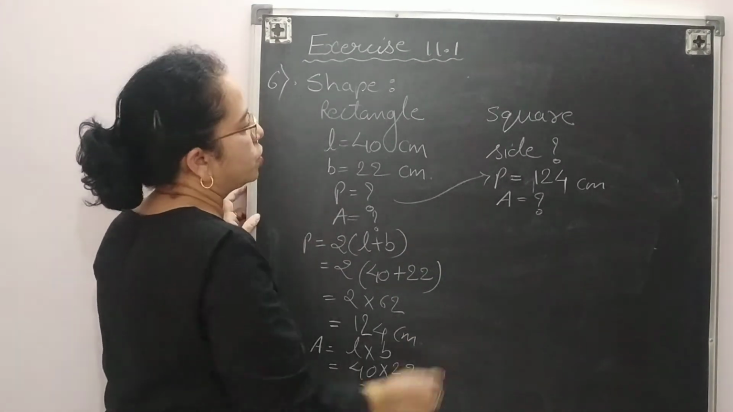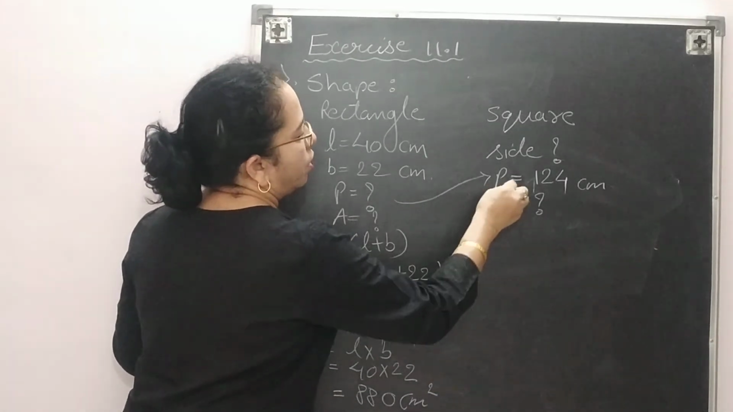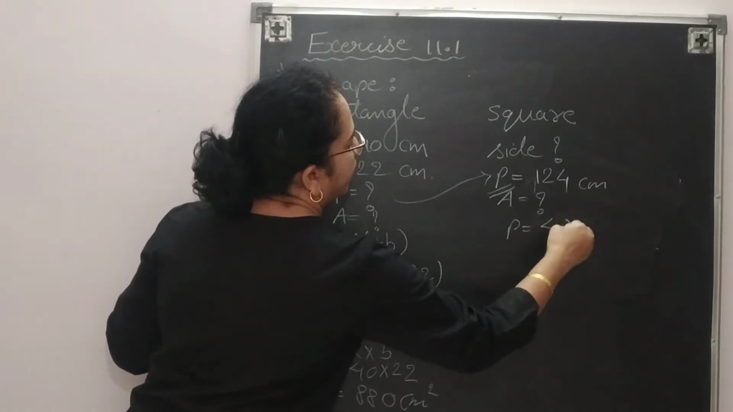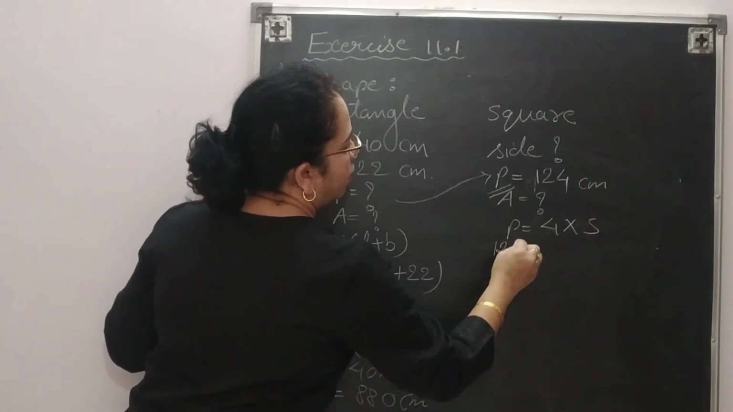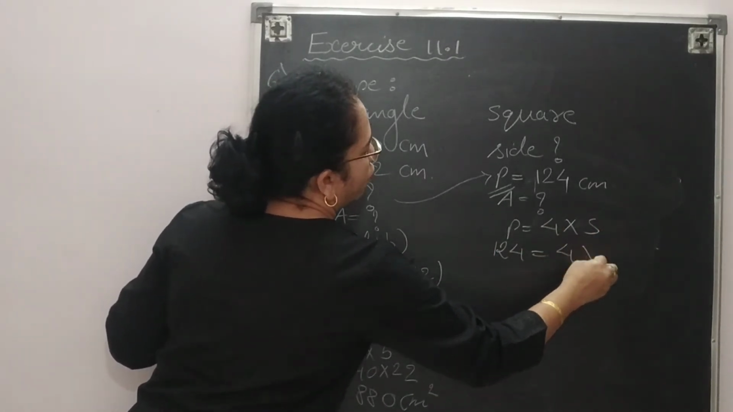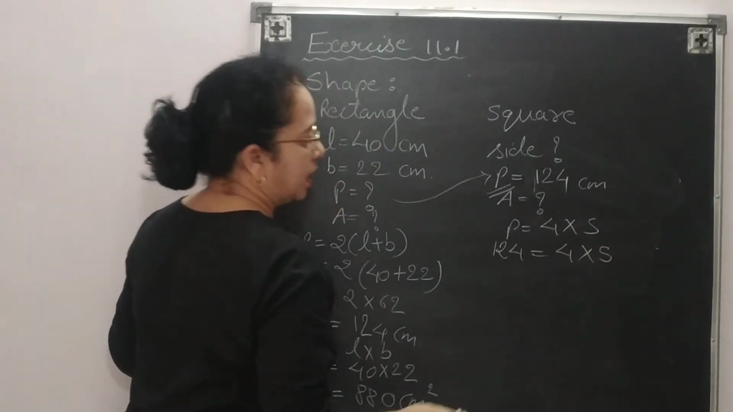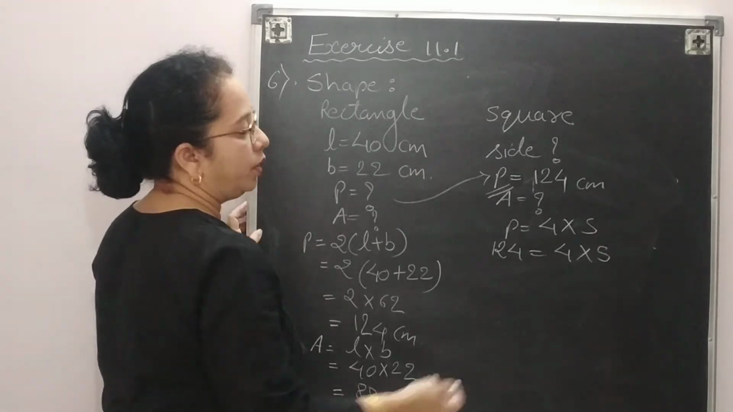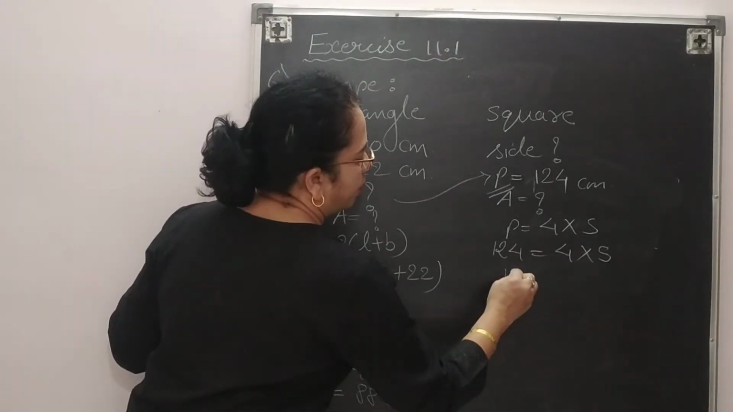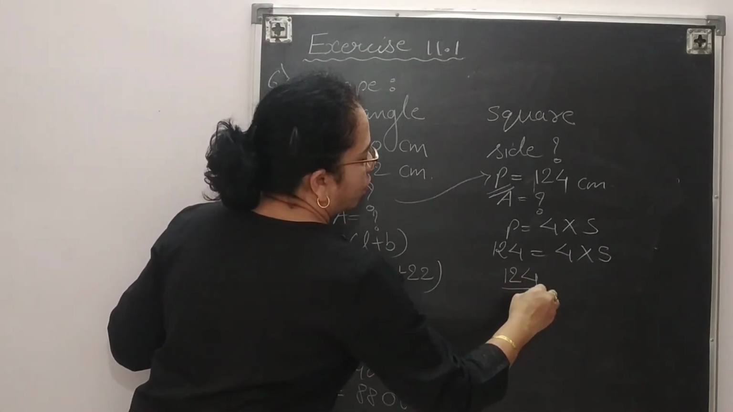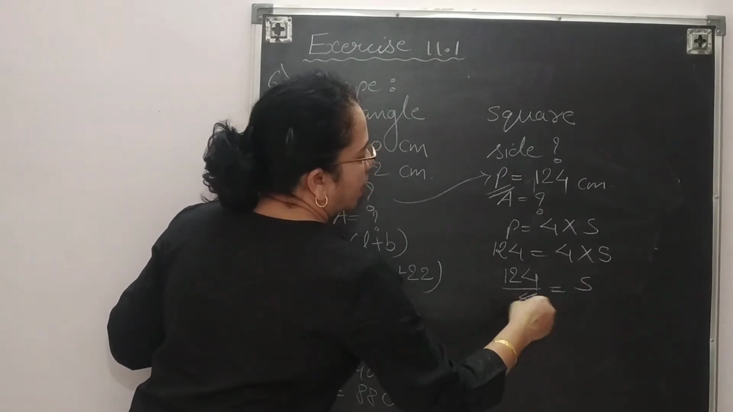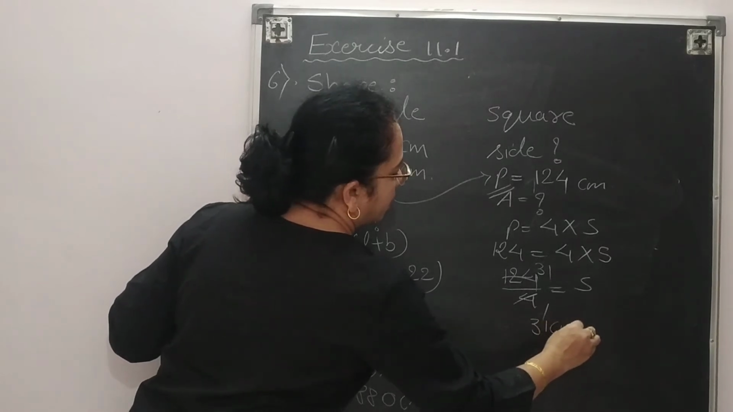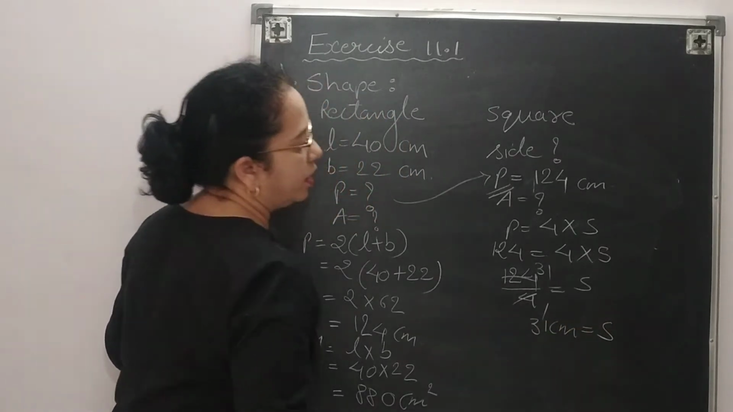Now we will solve for the square. Perimeter is given. So always we start with whatever is given. So perimeter is equal to 4 into side. Substitute the values. 124 is equal to 4 into side. You need to find the side. See, if you do not write the S properly, it will look like 4 into 5. So now 4 is in multiplication. So on the left hand side 4 will come in division. Cut the number. 4 threes are 12. 4 ones are 4. So 31 centimeter will be the length of the side.